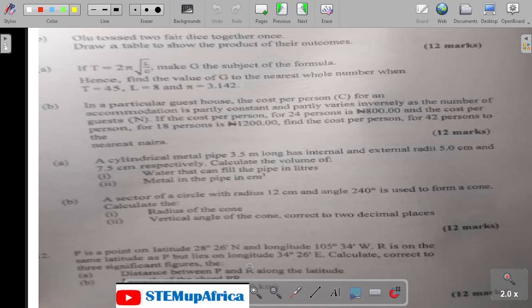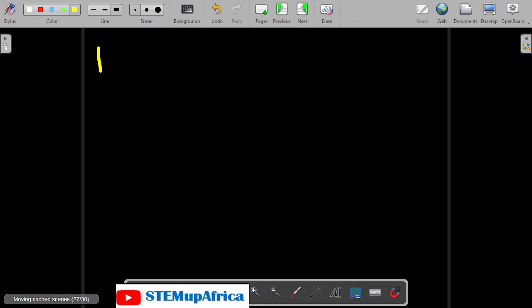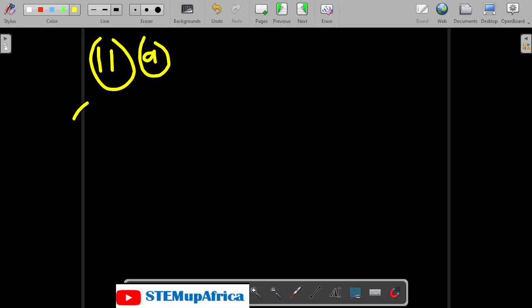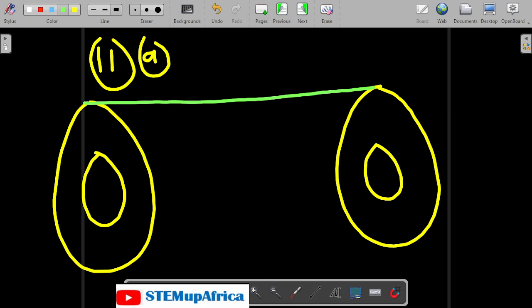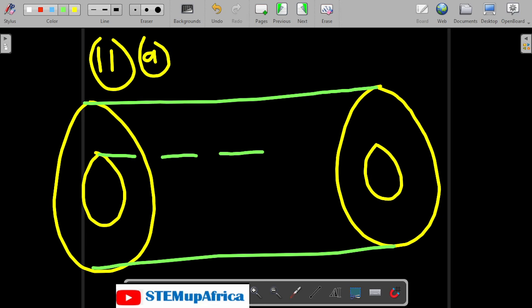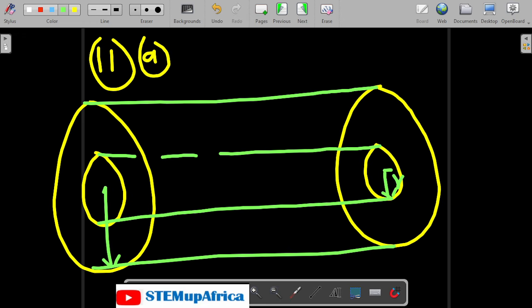It's a cylindrical pipe 3.5 meter long, has internal and external radius 5 and 7.5. Then calculate the volume of the water in the pipe in liters, and the volume of the metal in the pipe in cm cube. So let's go. Let's do question 11A. Let's say this is the pipe. We have another one inside. What is this hollow pipe? So the smaller radius, while here is the bigger radius.